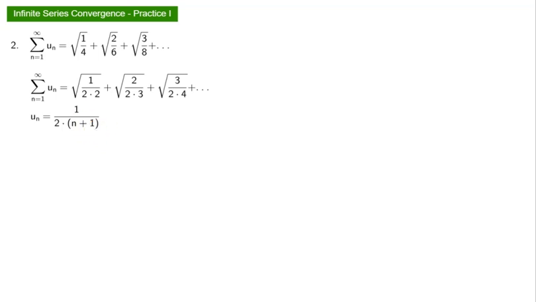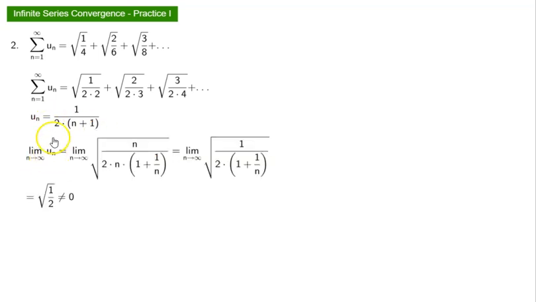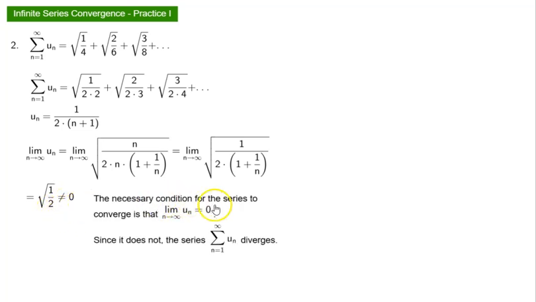Now let's take the limit as n goes to infinity of U sub n. It is equal to square root of 1 by 2, which is not equal to 0. Now the necessary condition for the series to converge is that the limit of U sub n as n goes to infinity is equal to 0.